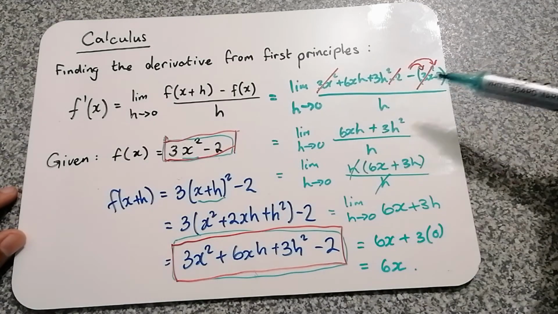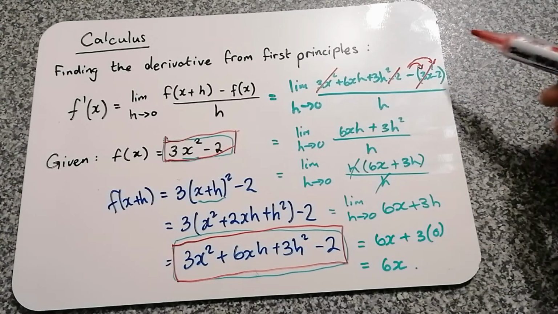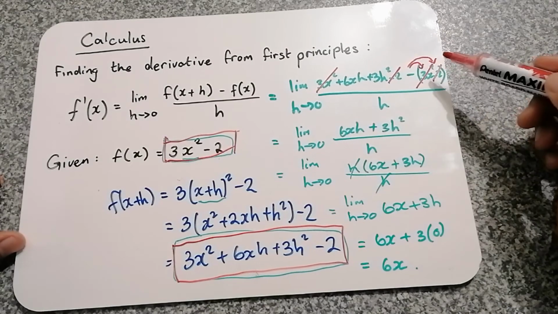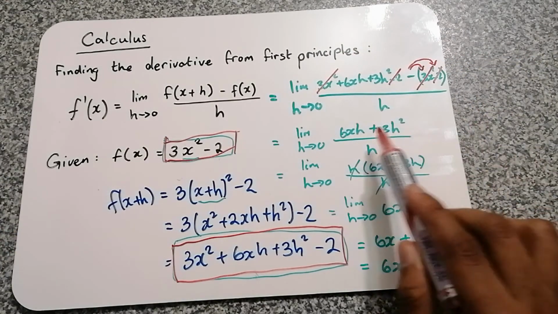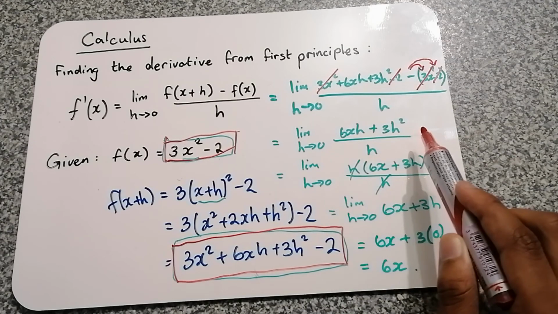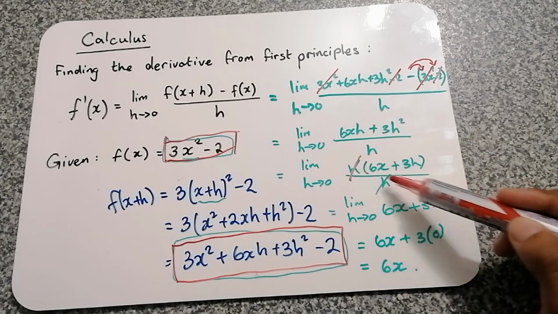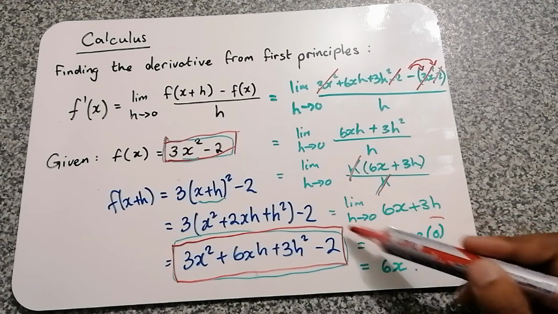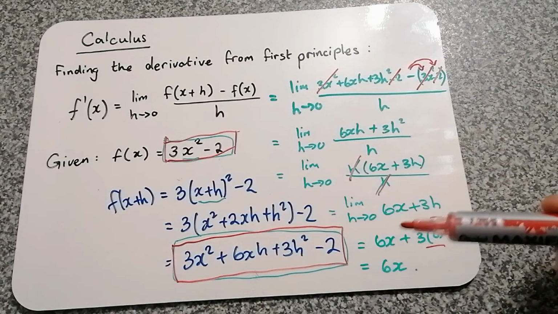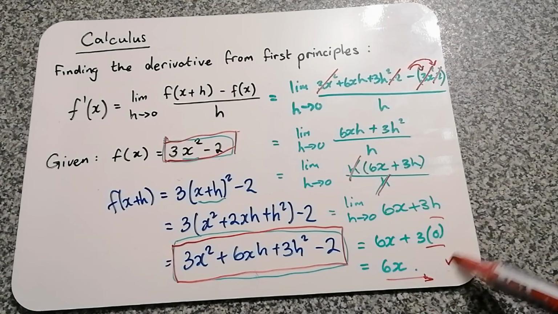All the terms will cancel out except for the terms that have an h. So in this case, the negative 2 cancels out with a positive 2, the negative 3x² cancels out with a positive 3x², and we were left with these two terms. Once we factorized our h out, we canceled the h's as well, and then we substituted h with 0. And once we do that, we don't write the limit anymore because h has reached 0, and therefore this over here is our final answer.